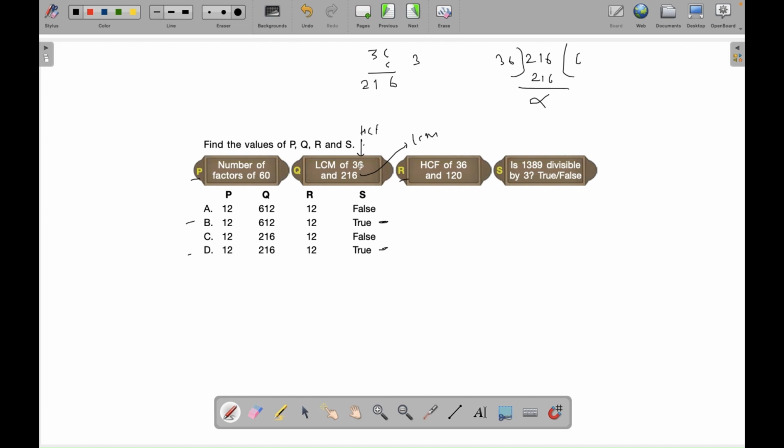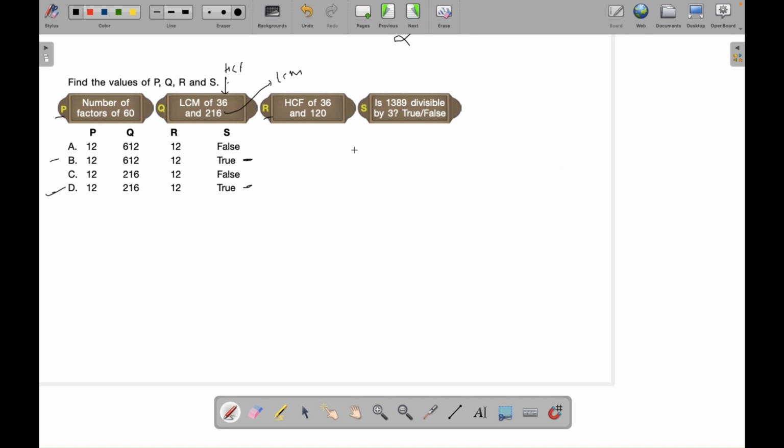Right? So without building the factor tree, which would have taken more time, we are able to find the HCF and LCM. So the only thing is that the number should be divisible. Right? So between these two, one says 612, the other says 216. So D must be the correct answer. Although we know the answer for the remaining ones, we'll try to solve them just to check our conceptual understanding. Number of factors of 60.